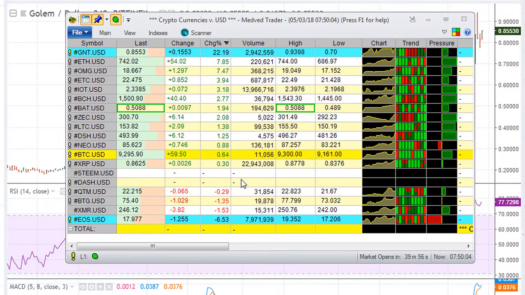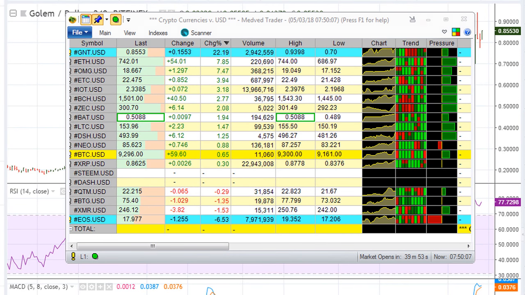All right, so what I'm doing here is I am fast forwarding. It is the next day and we're taking a look again, a continuation. And what we see here is after I recorded yesterday's video, I noticed that GNT actually was failing, or let me put it another way, GNT was holding above the lines I was drawing. So that's why I want to make a follow-up video here.